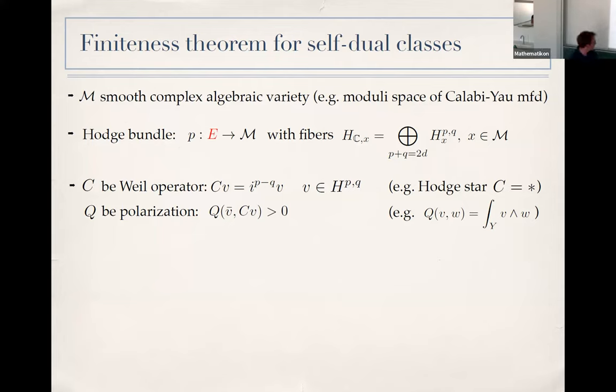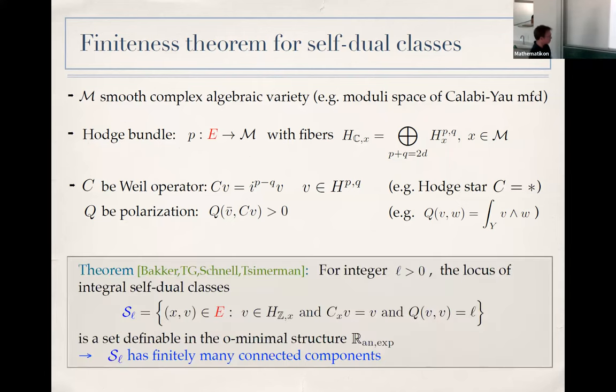So the polarization, we introduce a polarization on this Hodge structure, and this Hodge polarization is just some inner product, which, for example, in a geometric setting, you can just think of it as the wedge product between two forms. That's how we would see it from geometry.